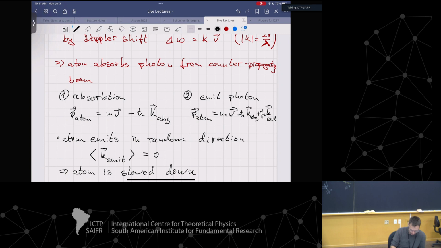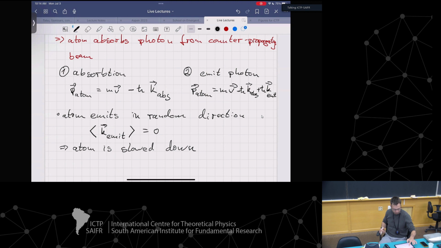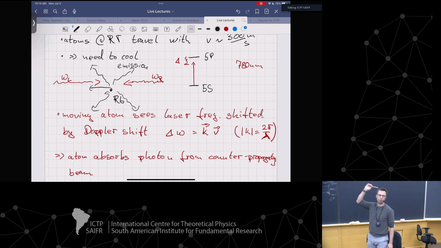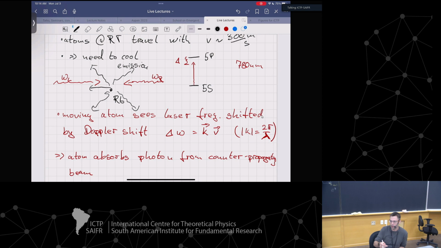Okay, the atom is slowed down. But okay, now we were in this situation here where we are absorbing from the counter-propagating beam. It's slowed down. Eventually, we might actually speed up again. We kind of push in this direction more and more. If we are at zero, we don't excite it that likely anymore. But even if we are off resonance, eventually we will excite it.